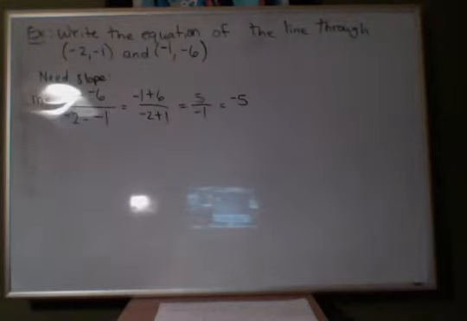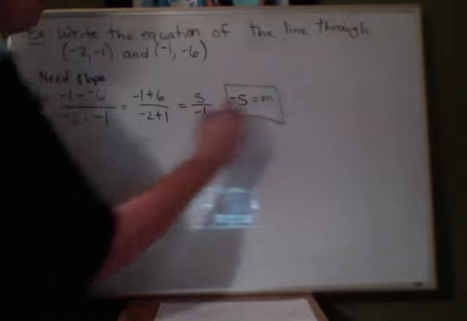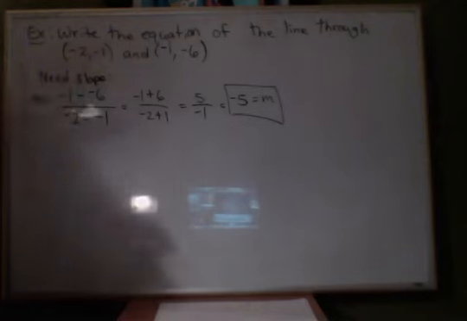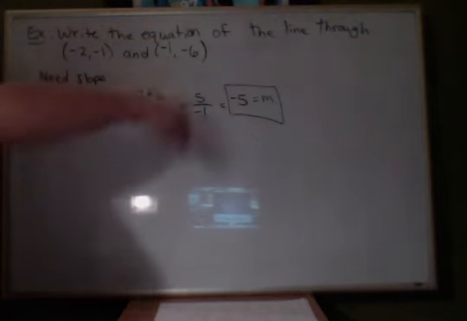Okay. Now that we have the slope, we can write a point slope equation, but I'm not going to need to use both points. I only need one point out of the two to write a point slope equation, and it does not matter which one you use.